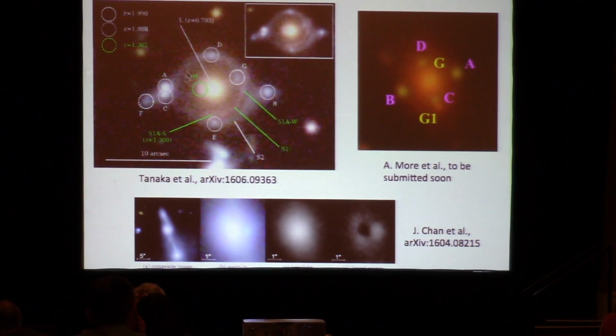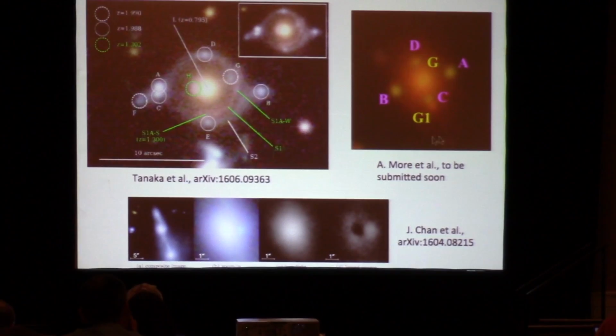Here's the Eye of Horus, so-called, by Tanaka-san. It's a strong lensing system. Here's one from Anaprita Moore. It's about to be submitted soon. James Chan is doing, I think this one, the Eye of Horus, was identified by a high school student or something looking through images. James Chan is taking an automated approach and looking for strong lensing systems.